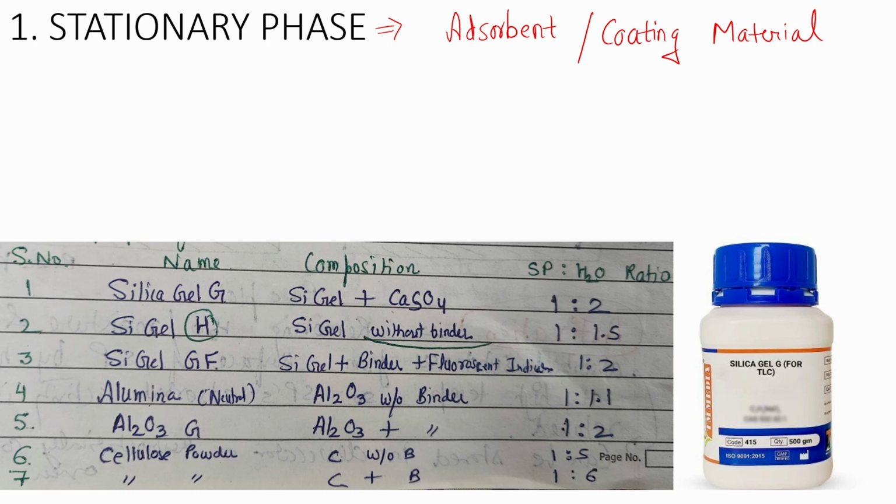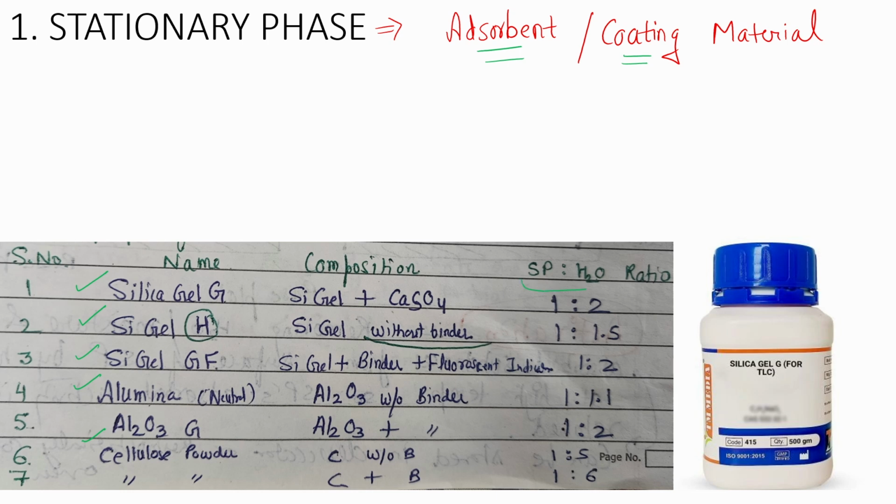First step is stationary phase. Stationary phase is also known as adsorbent or coating material, since we have to coat this material on a TLC plate. The choices of stationary phase that we can select are silica gel G, silica gel H, silica gel GF, alumina, cellulose powder, calcium phosphate, magnesium trisilicate. All of these can be used as a stationary phase.